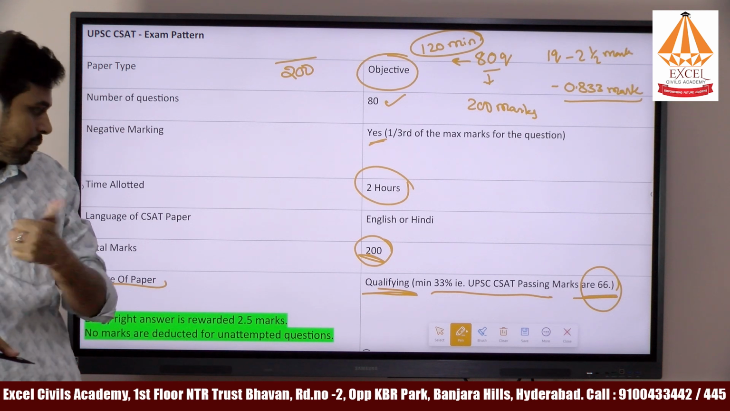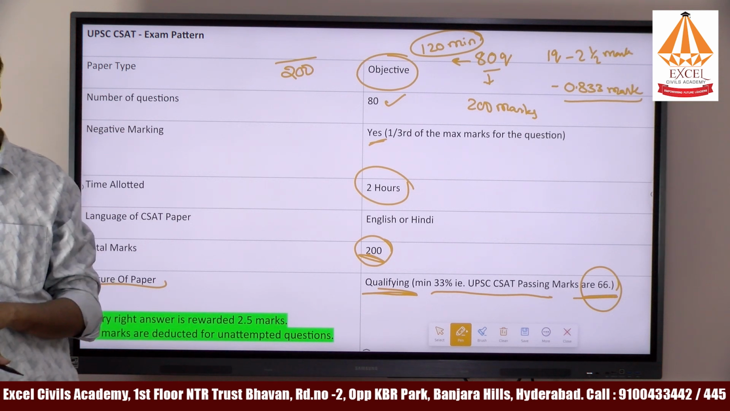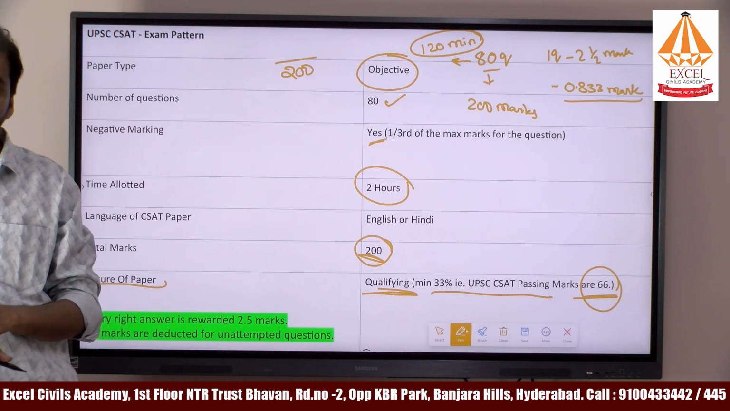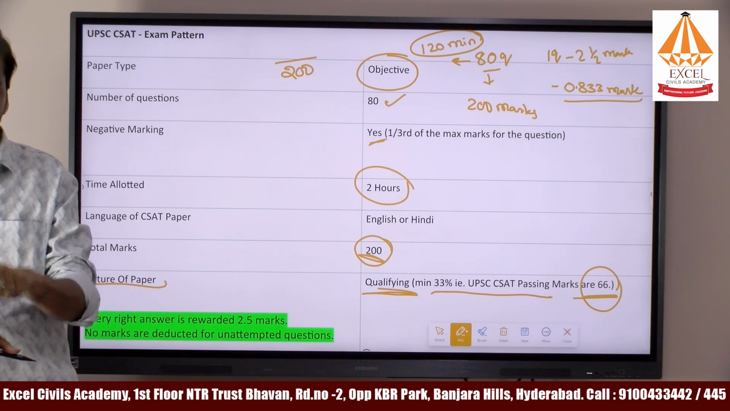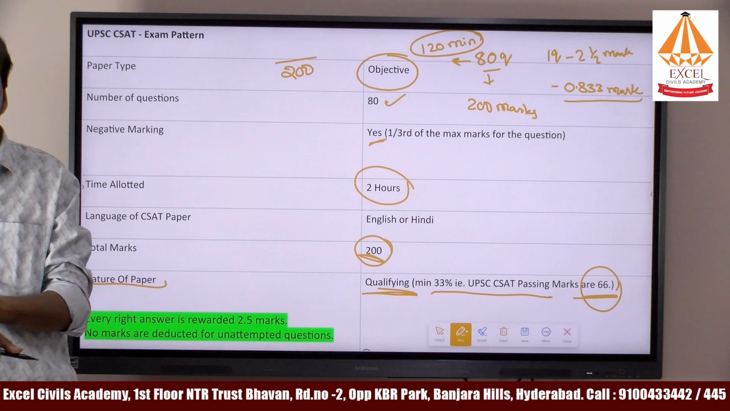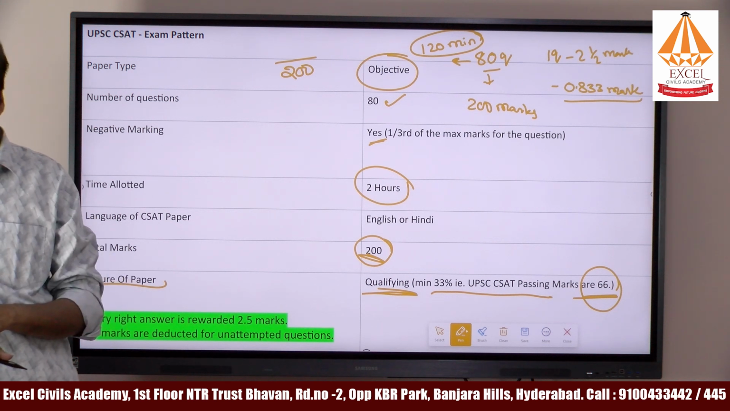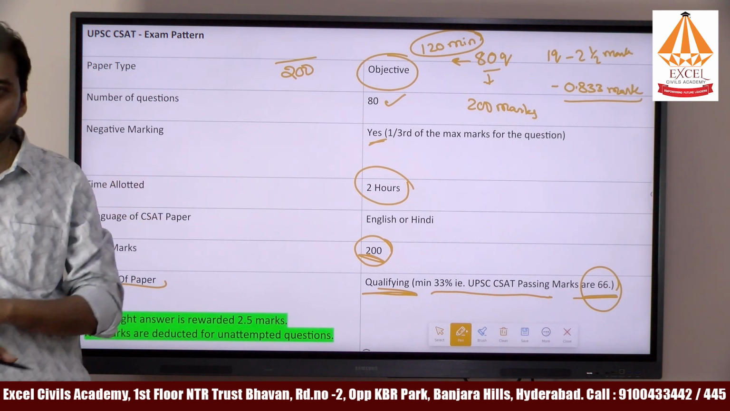One more thing I'll tell you: all of us know that this is a qualifying paper. Just because it is a qualifying paper, most of the students don't give much attention to this paper. As a result, every year 70% of the students who write UPSC prelims do not qualify this paper. 70%. Almost the elimination is done in paper 1 only, the CSAT paper.